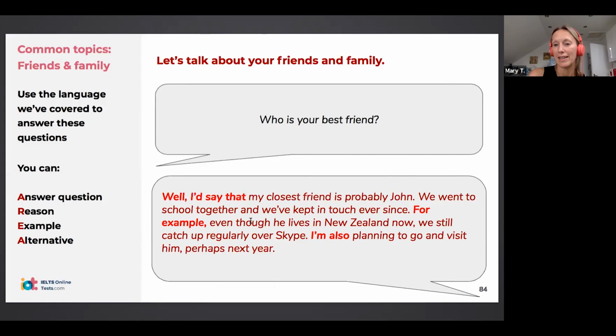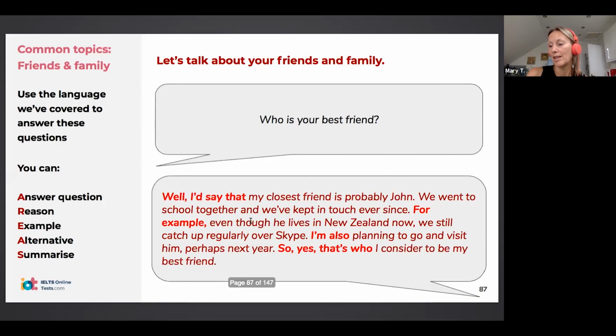And then the last part, what you do for the last part. So with S, what does the S stand for again? Summarize, good. So yes, that's who I consider to be my best friend. Okay, so that really wraps up your answer very well. So if you can get used to answering like that, you should score a high band in that section.